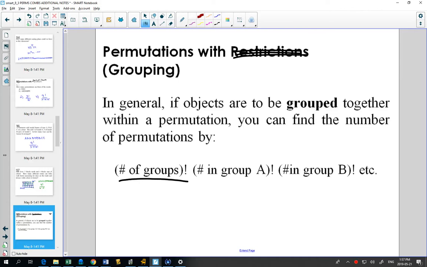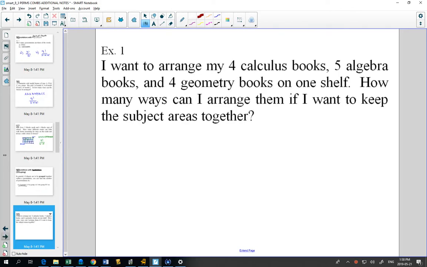I don't have a PS4, so I had to make up a question that was related more towards me. I want to arrange my math books on a shelf, and I have 4 different calculus books, 5 different algebra books, and 4 different geometry books. If I want to keep the subject areas together, how many ways could I do this?